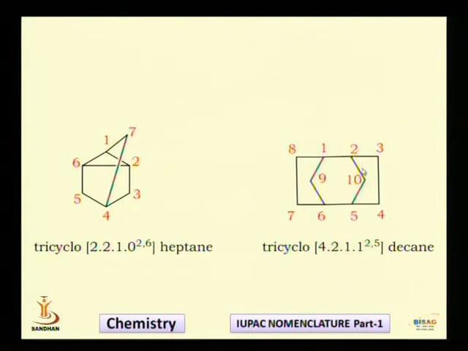Now how will we write the name? We will write the prefix first. So the system is tricyclic, so we write the tricyclo prefix. Now we will put a square bracket, and now we have to fill up the things in the square bracket. And now you are aware how to fill up the numbers in the square bracket.